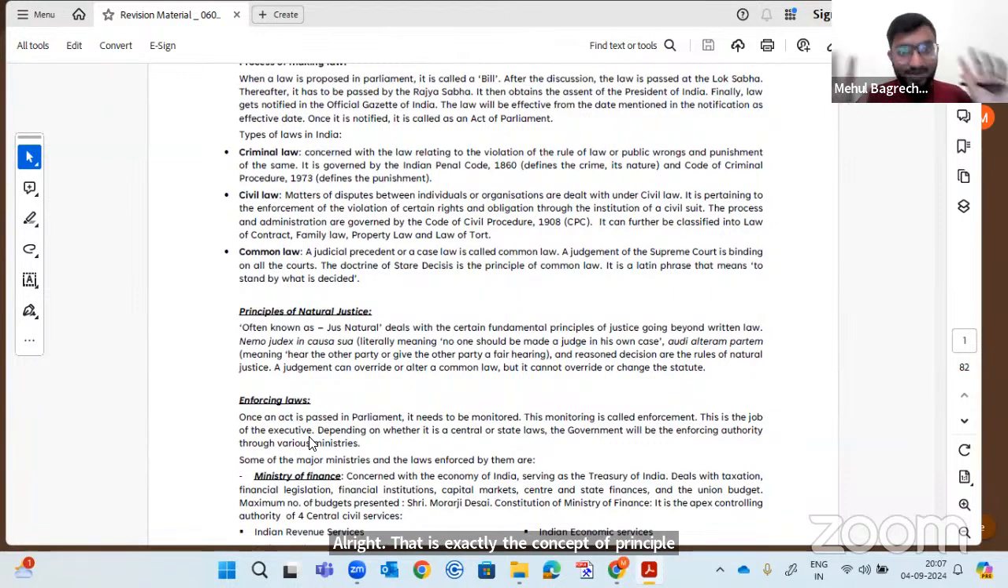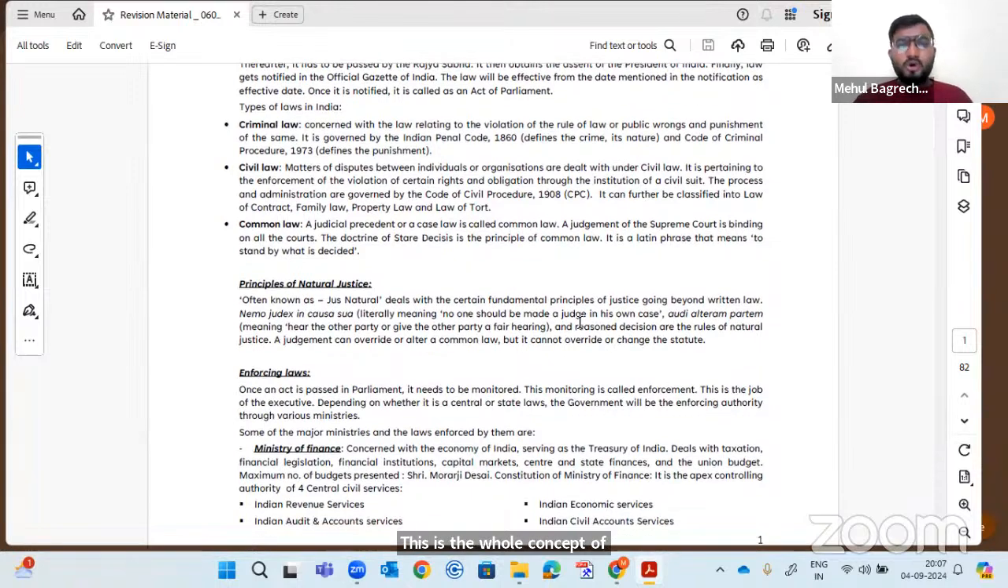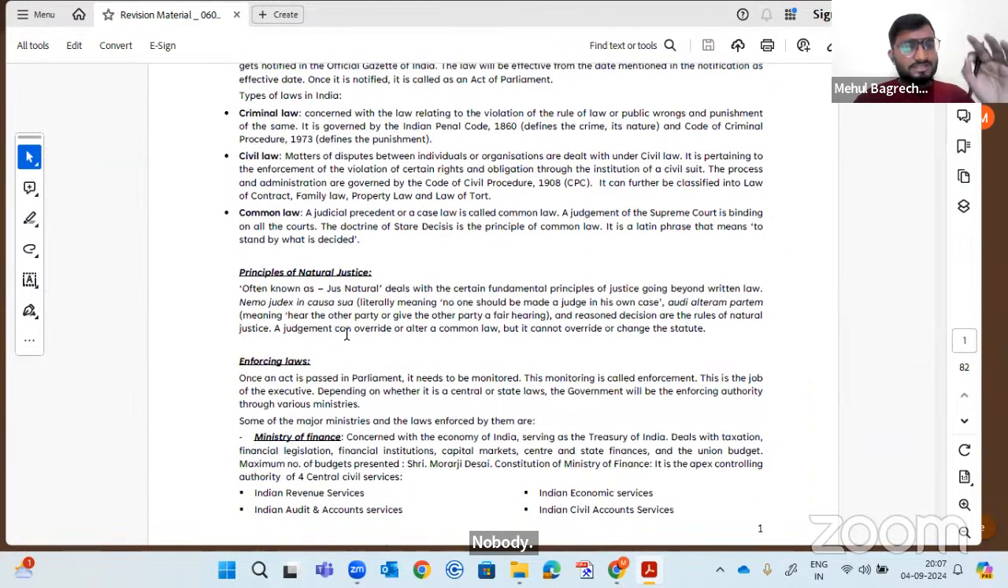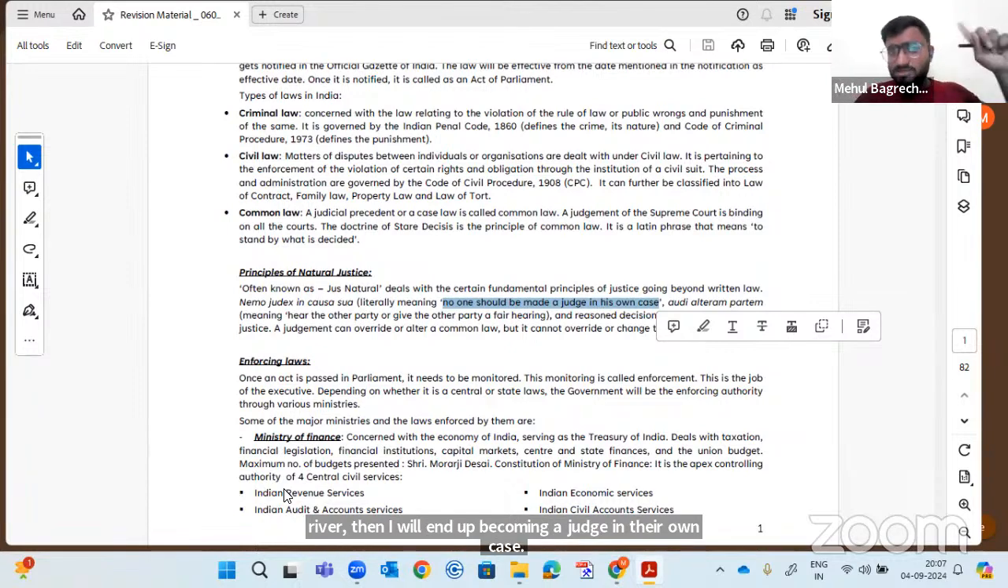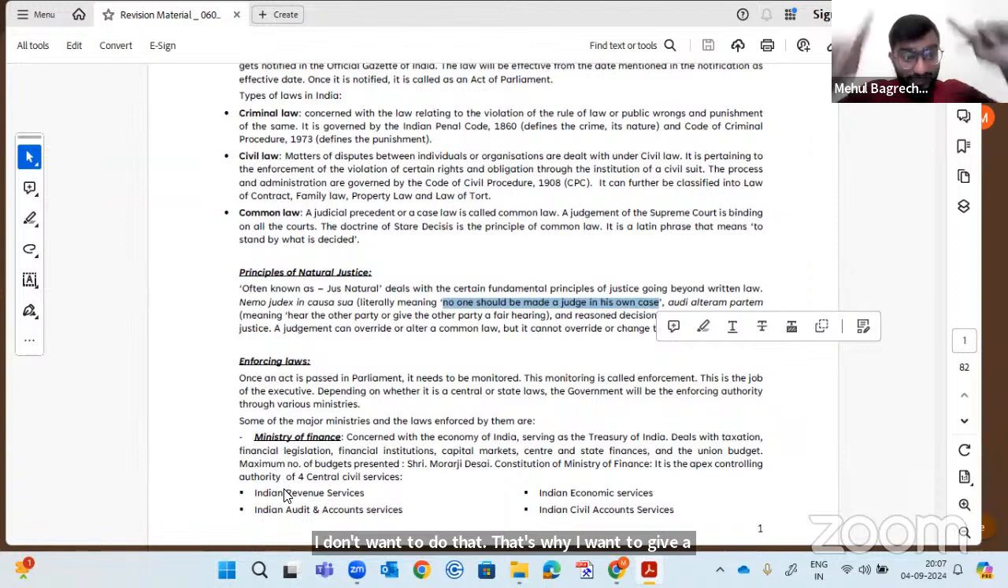You cannot go ahead and pass any decision without listening to the other person. You have to give the other person a fair chance to express and explain his matter. This is the whole concept of principle of natural justice. How do we remember? Nobody can go ahead and pass a decision or a rule until and unless the other person is given a chance. No one should be made a judge in his own case. Why will this come into picture? Because if I don't give a chance to Srivardhan, I will end up becoming a judge in my own case. I don't want to do that. That's why I want to give a chance to Srivardhan. Do you remember the example that we spoke about? Yes. So that he can explain, and after that, a judgment is passed.